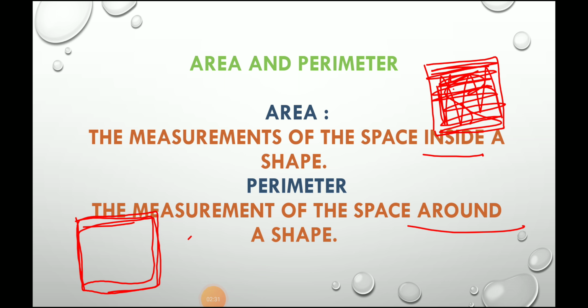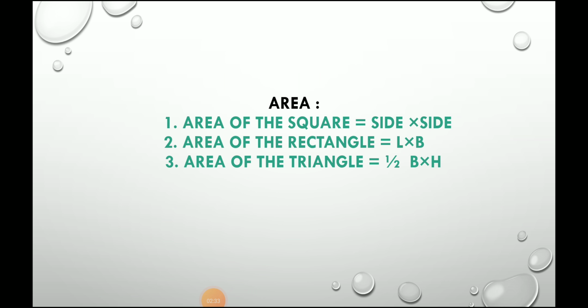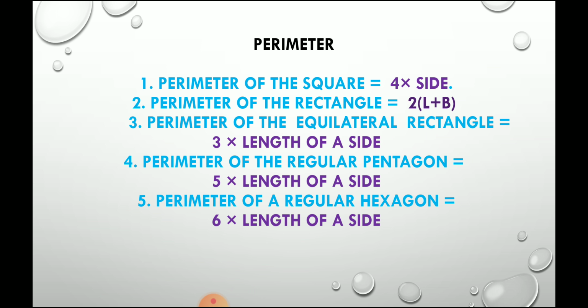Before starting the problems, we should see the area and perimeter formulas. First, area of the square is side into side. Area of the rectangle is L into B. Area of the triangle is half into B H. I hope you already know the formulas for the area of the square and rectangle. Let us see the formulas for perimeter.